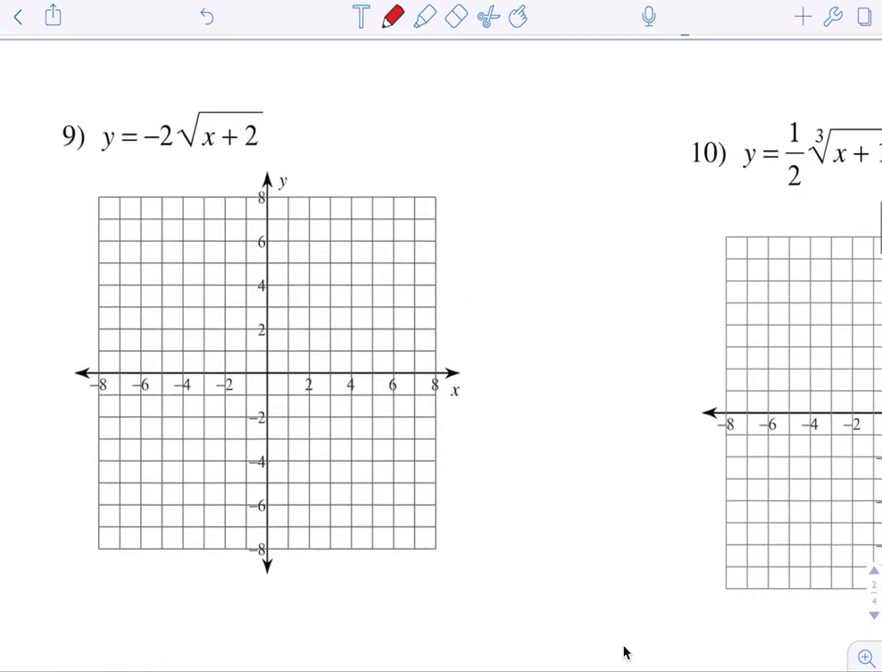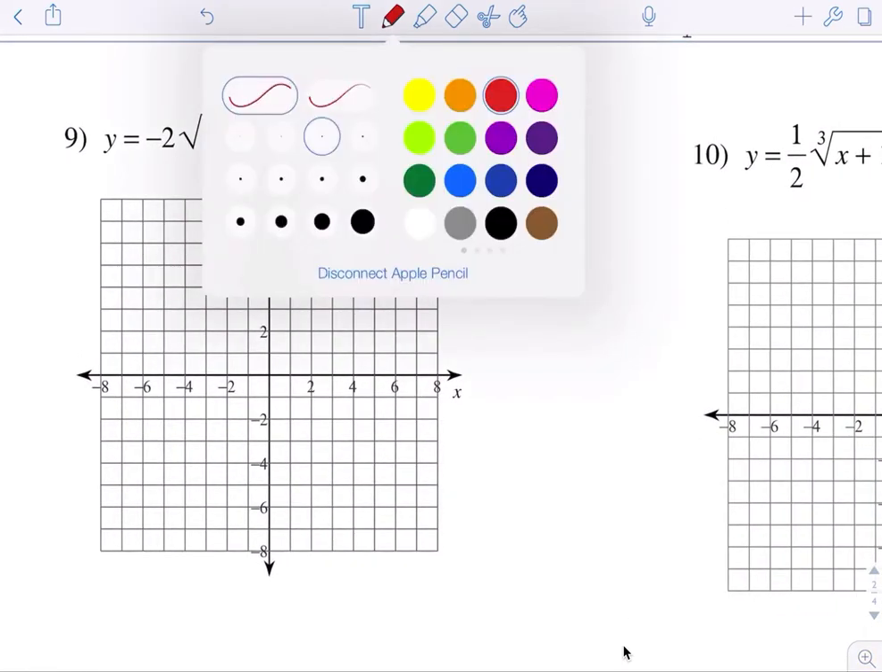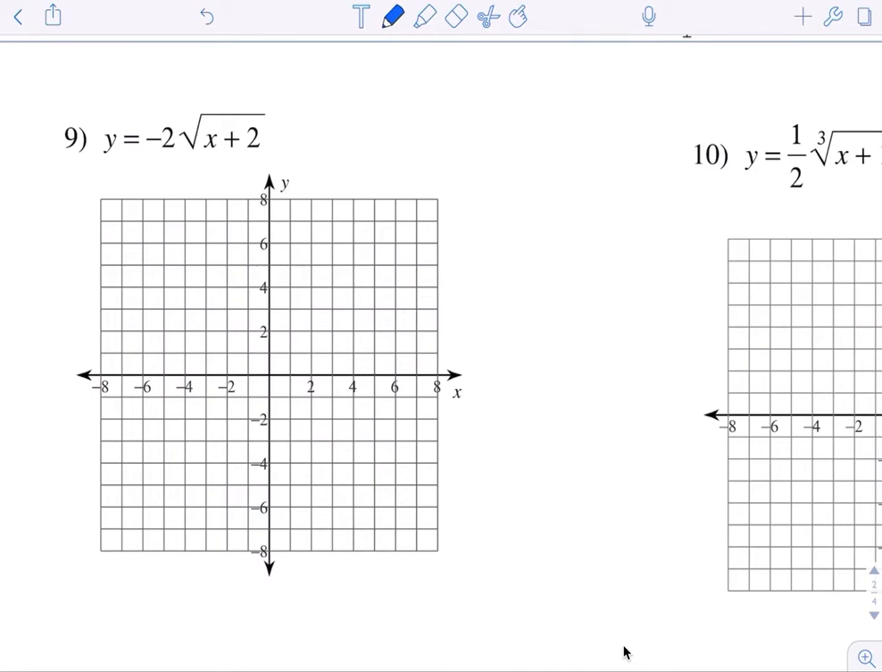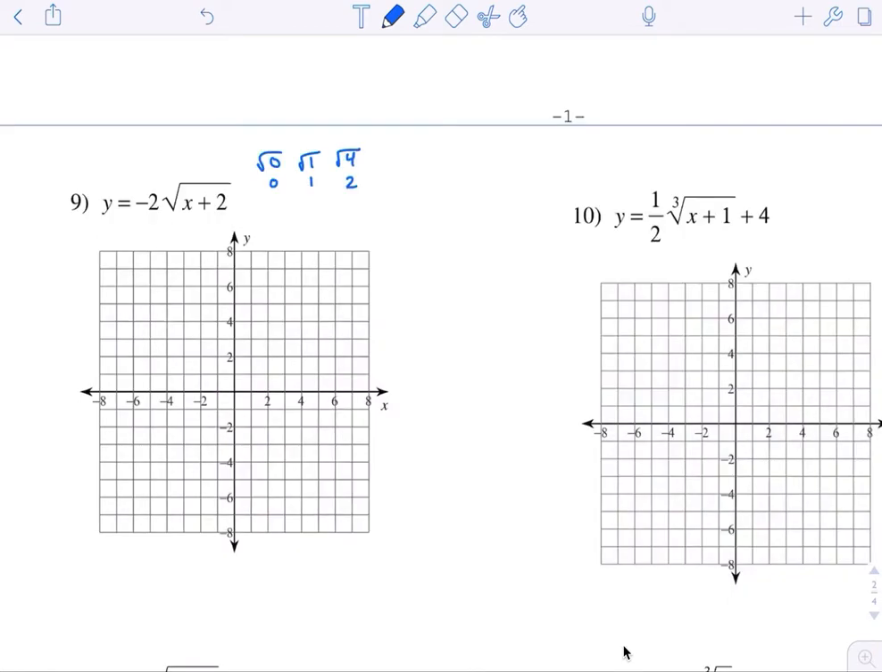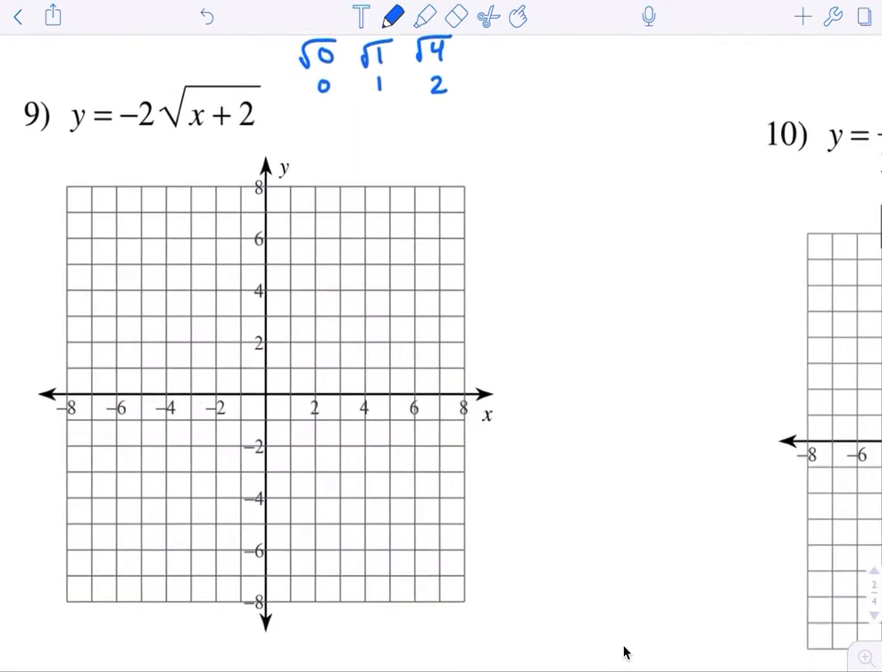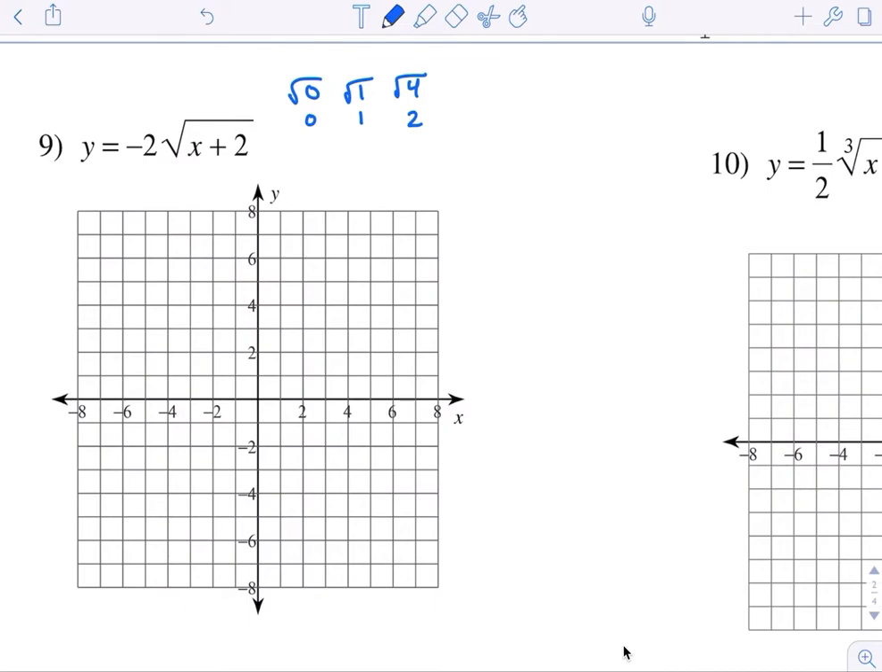Alright, so we have this one, and I'm actually going to show more work on this. So remember, this is the goal. We know what the square root of 0 is. That's 0. We know what the square root of 1 is. That's 1. We know what the square root of 4 is, which is 2. So that's what we're trying to achieve here. We're trying to figure out what value of x would give us these perfect squares right here.